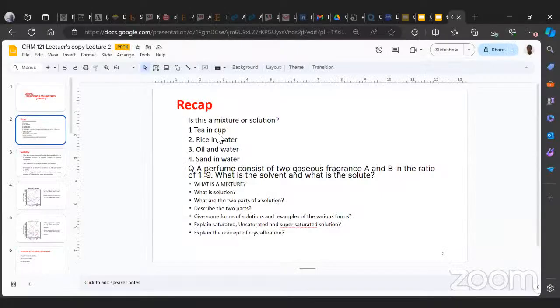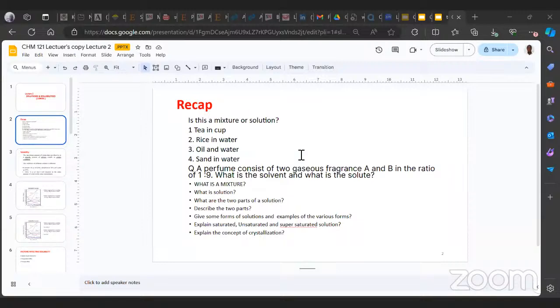When you put two substances together that do not react together, then we say we have a mixture. We have two types of mixture: homogeneous and heterogeneous mixtures. Homogeneous mixtures are solutions.